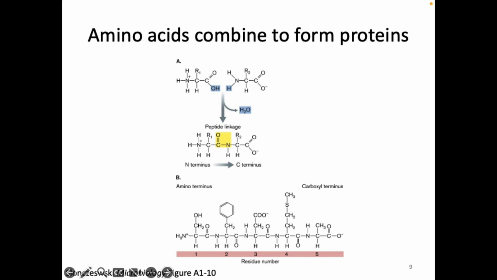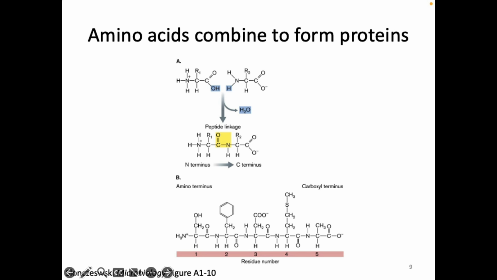No matter what protein we're talking about, the backbone or the main chain always goes NCC, NCC, NCC, NCC, and on and on and on. So no matter what protein we're talking about, the backbone's always identical.